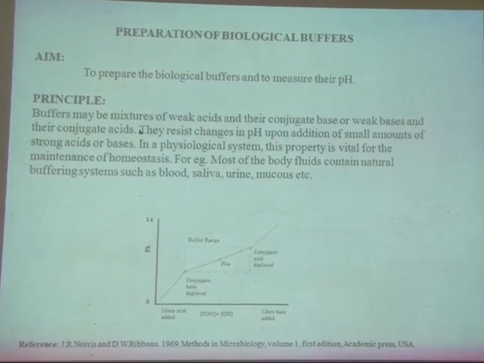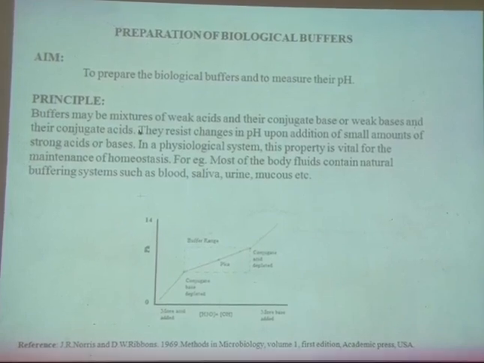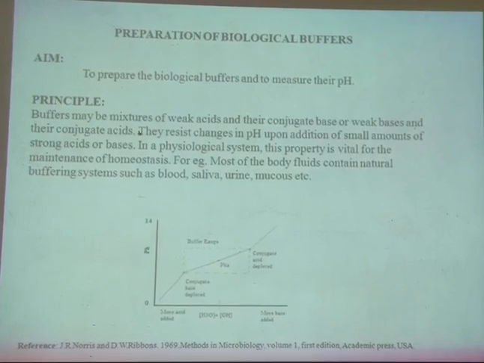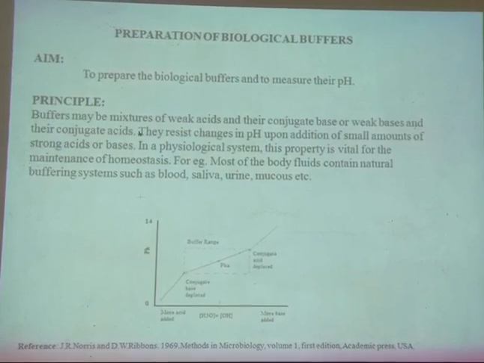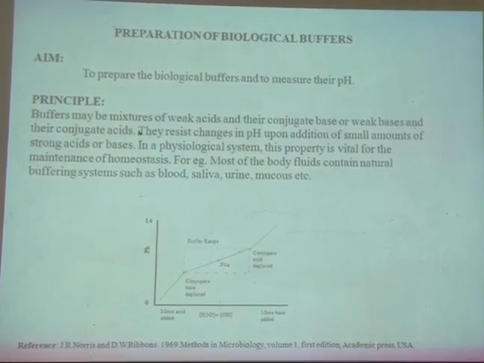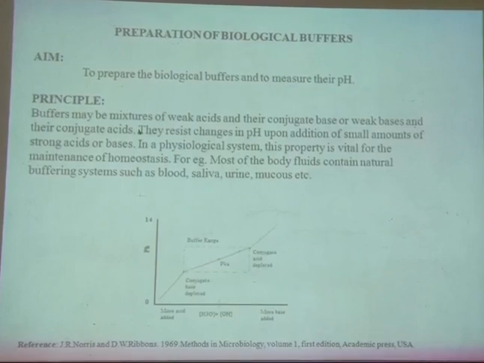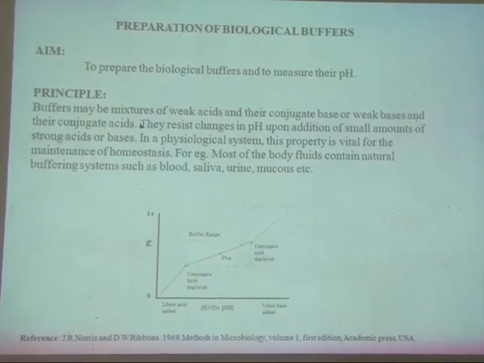Today we are going to prepare the biological buffer. What is exactly the principle of this biological buffer system? A buffer may be a mixture of a weak acid and its conjugate base, or a weak base and its conjugate acid. They resist changes in pH upon addition of a small amount of strong acid or base. In physiological systems, this property is vital for the maintenance of homeostasis.